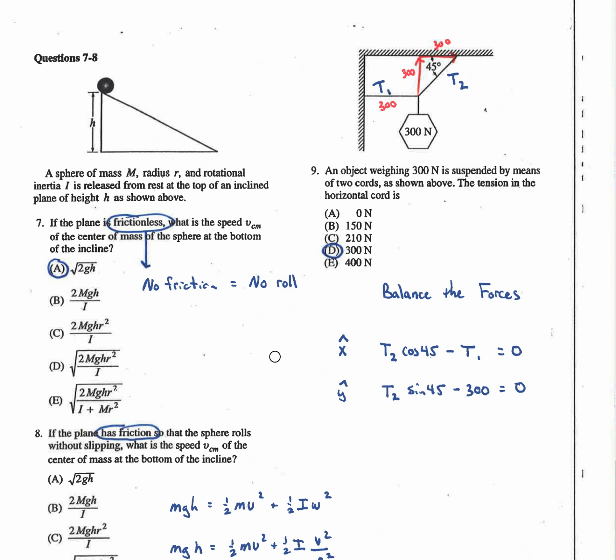All right, 7, trying to trick you. They say the plane is frictionless. If it's frictionless, then a ball and a block and a board are all the same thing. It doesn't matter. A ball needs friction to roll. Without friction, the ball will not roll down the ramp. It will just slide down the ramp like it was really, really slippery ice. It won't rotate at all.